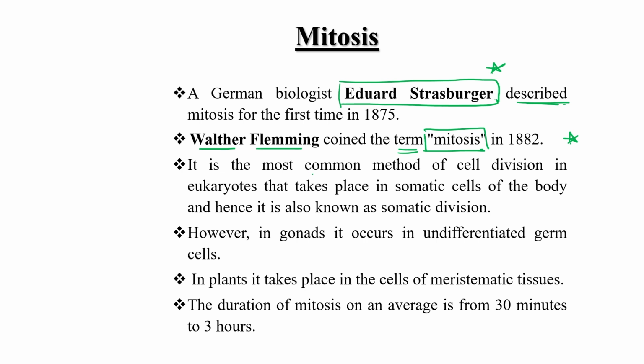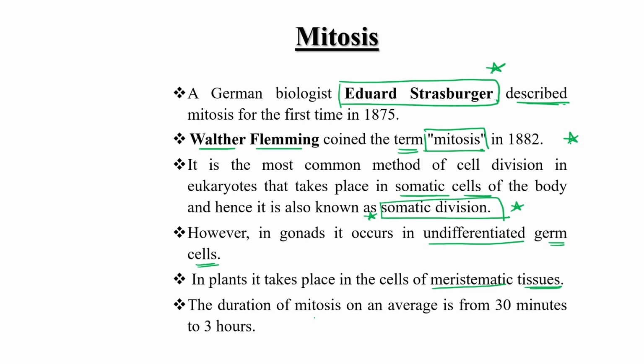Mitosis is the most common method of cell division in eukaryotes. It takes place in somatic cells, so we can also use the term somatic cell division for it. However, in gonads also, undifferentiated germ cells continuously divide along with somatic cell division. In plant cells, mitosis is a very common phenomenon. All the cells of meristematic tissue divide through mitosis only.